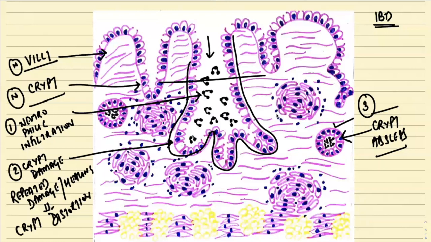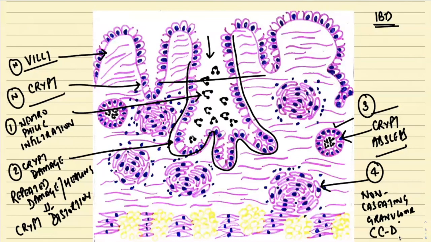Now, let me just ask you, what is this? Can anyone tell me? What is this? It is a non-caseating granuloma. Okay, and this non-caseating granuloma is present in Crohn's disease and is very specific just for Crohn's disease.